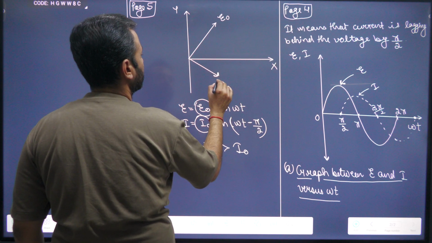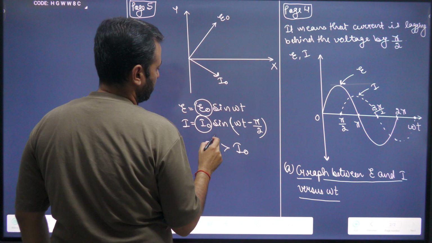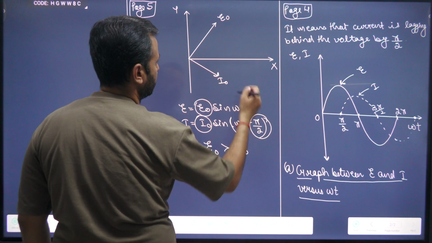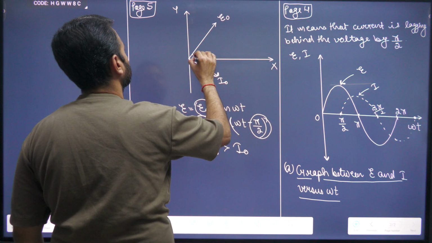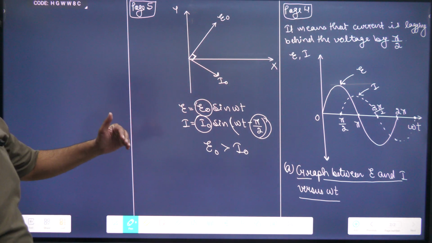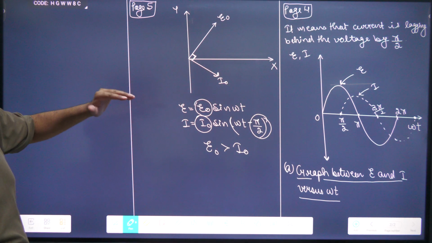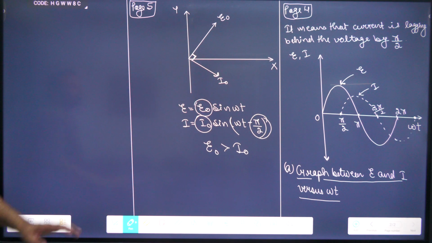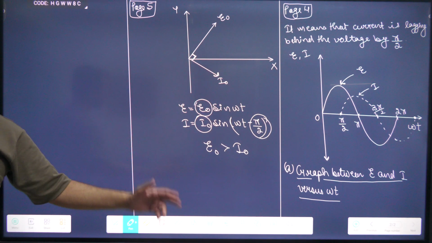And why have I drawn it here? Because we have shown that I is 90 degrees behind E naught. Current lags behind the EMF by pi by 2. So this was all about the inductive circuit.